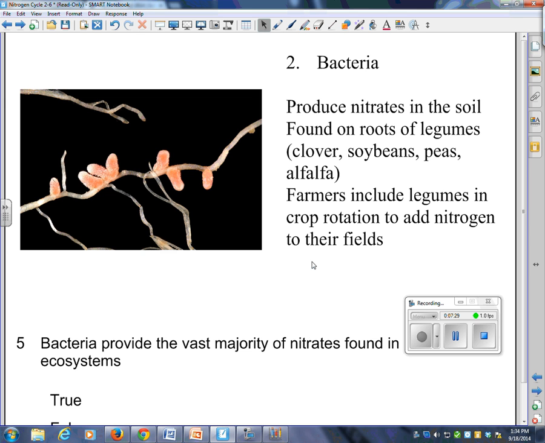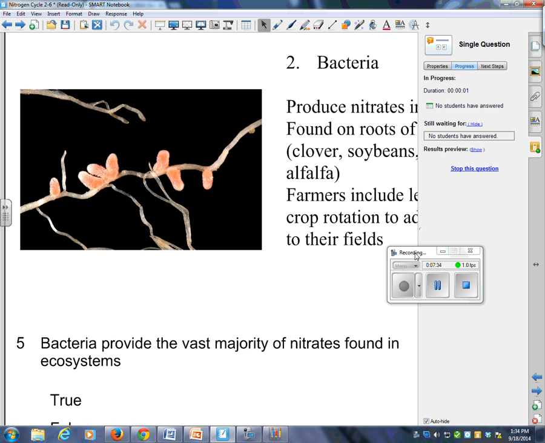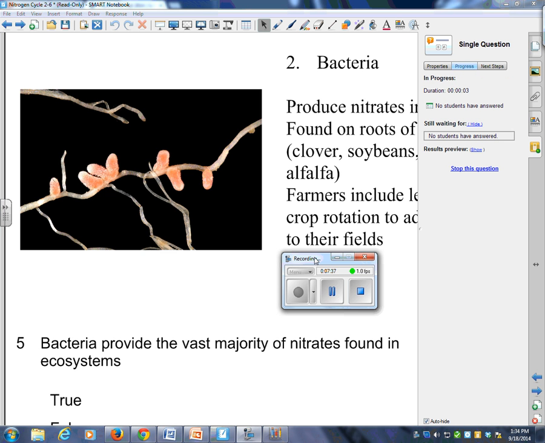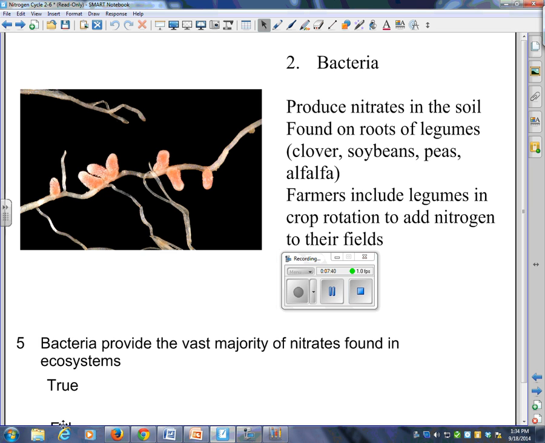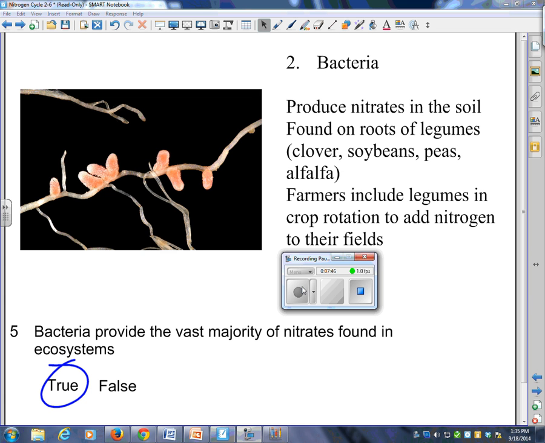Okay, this question's an easy one. It's true and false. I'm hoping you probably know the answer already. As soon as I hit start, you should get it. Bacteria provide the vast majority of nitrates found in ecosystems. Is that true or is that false? That's true. It's important.